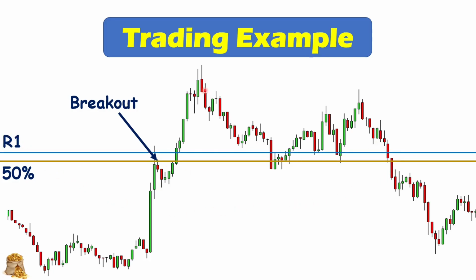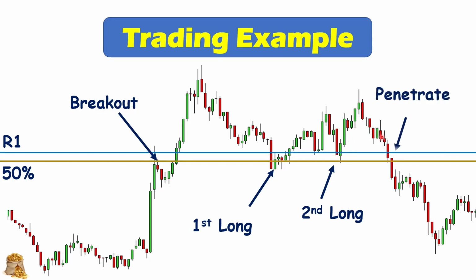When the market comes down to test both the 50% level and the R1 level here, there's a long opportunity when it reverses back. And then here comes another long opportunity. But when the market comes down to this level for the third time, it ignores the level and then penetrates the level directly. So this is the alert that the uptrend might be over, so it becomes a downtrend. So at this moment, do not go long.